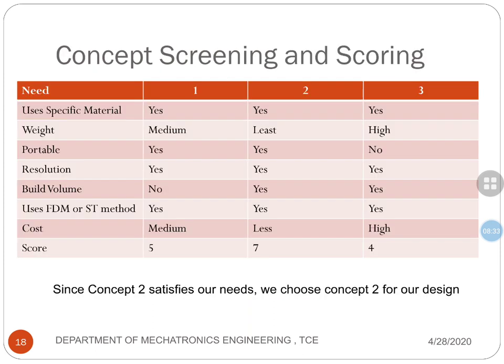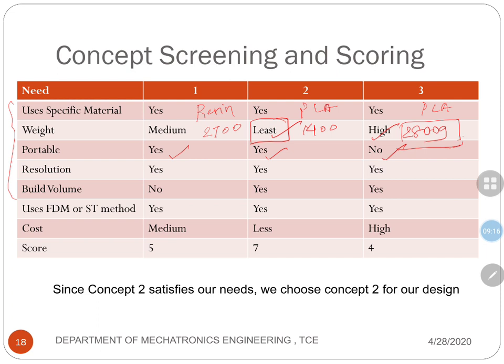So this is concept screening and concept scoring. The three concepts are tabulated, and the needs are highlighted. It's a specific material: the first concept uses resin, and the others use PLA. Weight is around 2,700 for one, 1,400 for another, and 2,800 grams for this one. This is of high weight, which is not portable. This is the least weight, so it is portable. The highest weight is considered not portable.